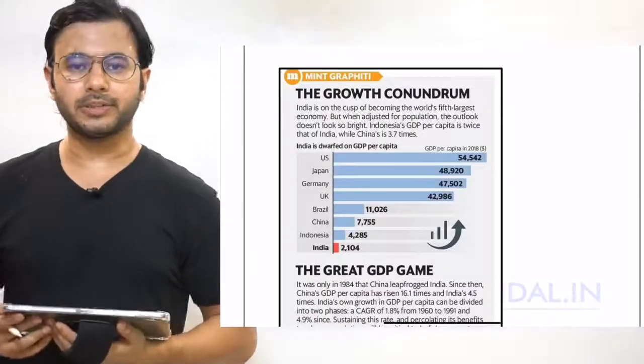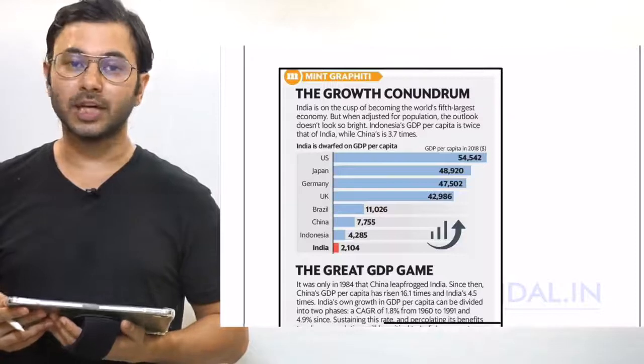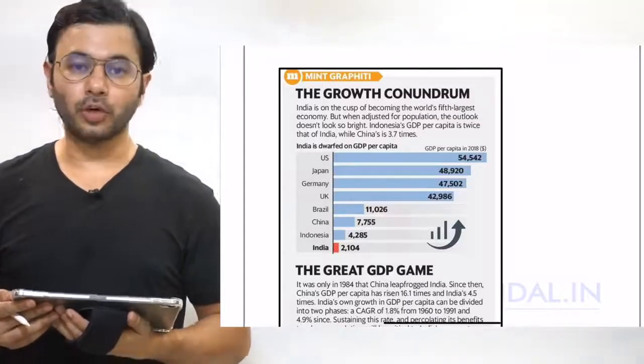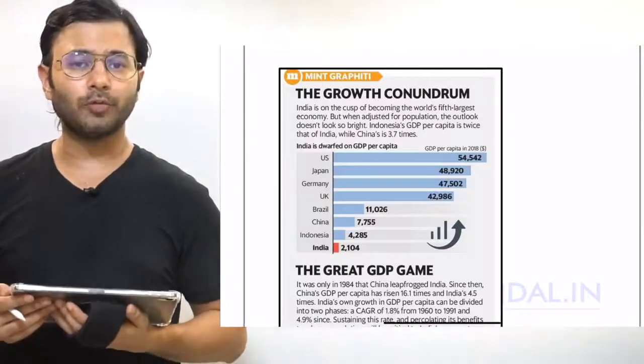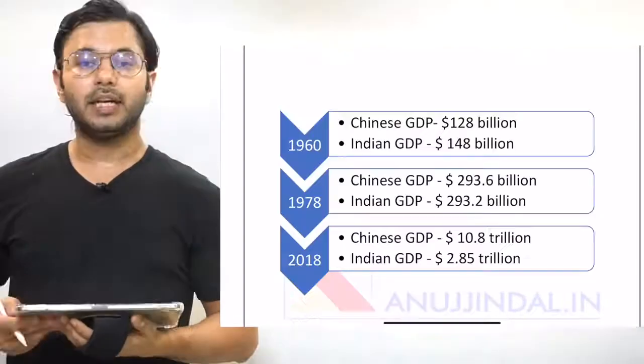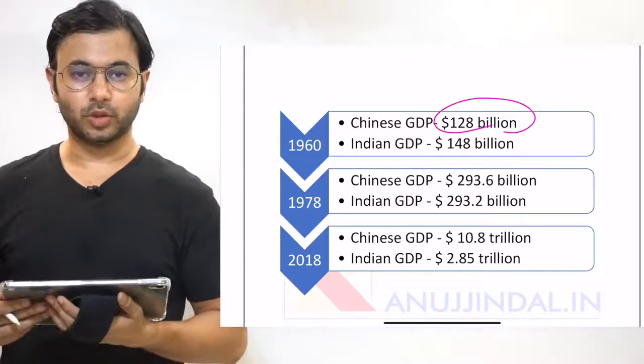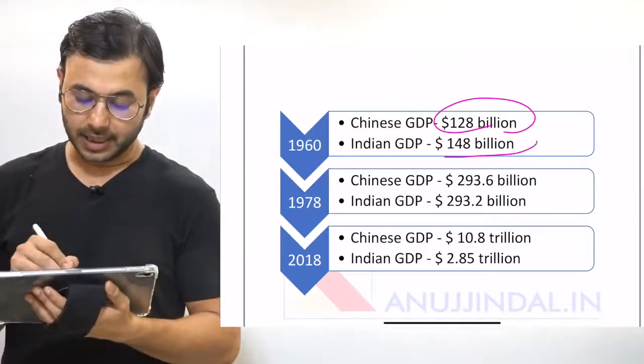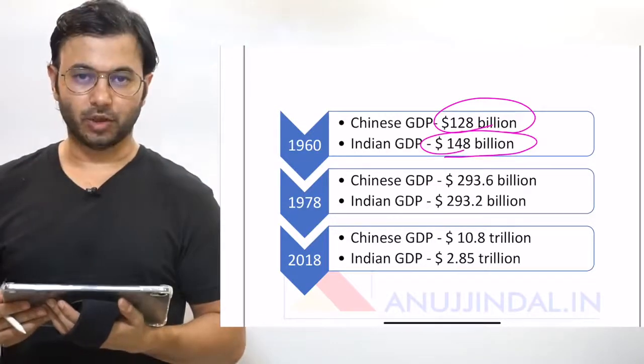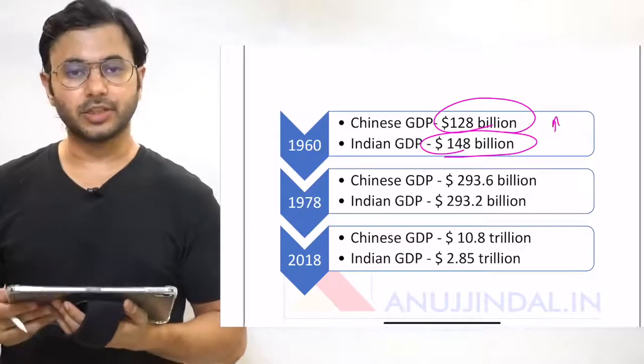We often compare ourselves with China, but do you understand why the Chinese economy is 4 times the Indian economy? Has it always been like this? Let us understand. In the year 1960, Chinese GDP was 128 billion US dollars. Indian GDP at that time was 148 billion dollars. That means higher than Chinese GDP.